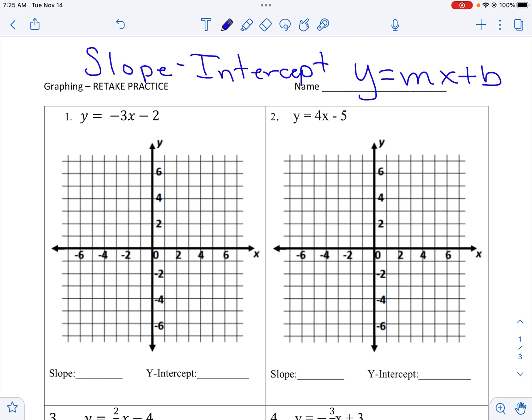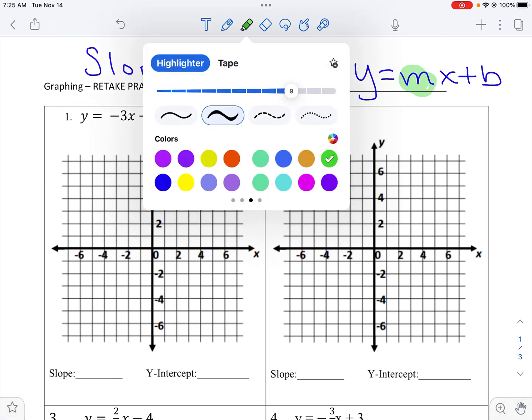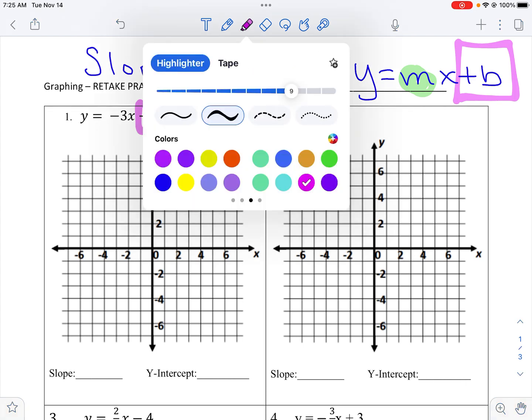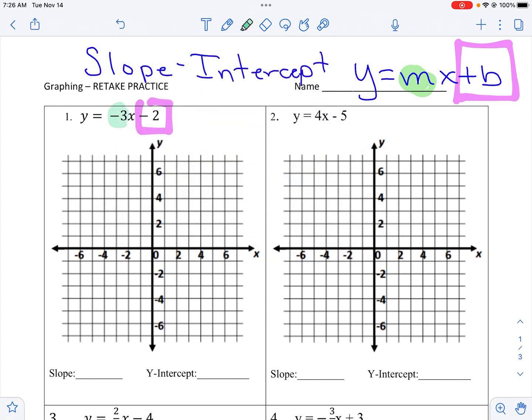So there were 3 types on the graphing quiz, and these first ones are in slope-intercept form, meaning it's y equals mx plus b, where this is your m, and this is your y-intercept. So when I mark it, this is my y-intercept, and this is my slope. So I'm going to go ahead and record those down here. My slope is -3, and my y-intercept would be 0, -2.